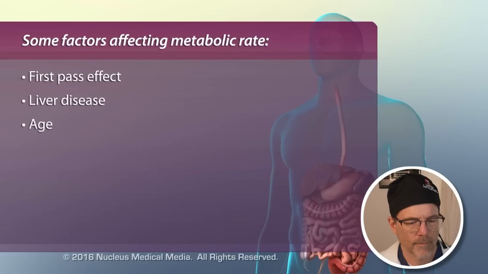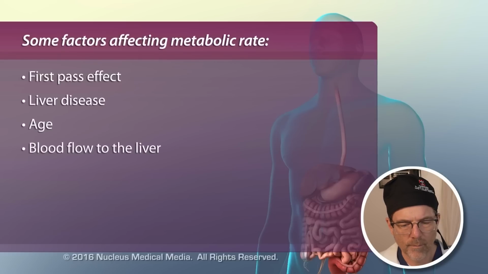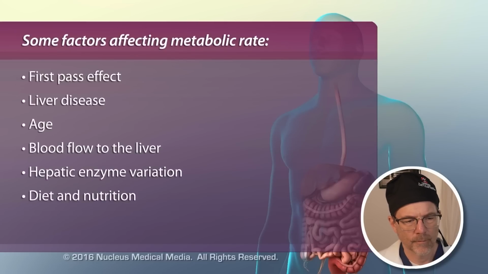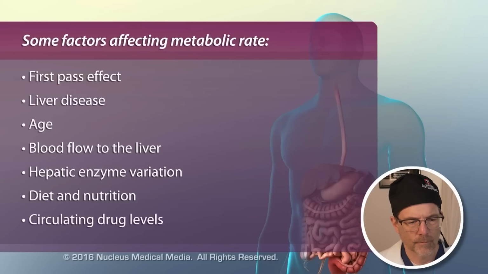Neonates and the elderly have decreased liver function. Compromised blood flow to the liver will lower metabolic rate. Variation in amount and type of hepatic enzymes, poor diet and nutrition can affect normal liver function, and higher circulating drug levels due to dosage or patient's weight take longer to metabolize.